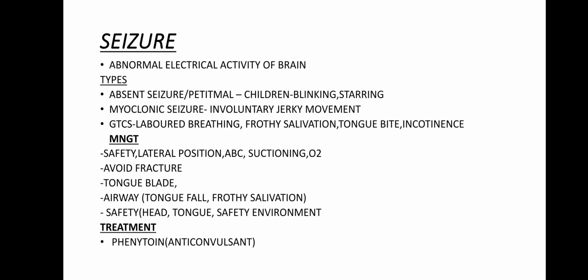Seizures: an abnormal activity in the patient's brain. This condition has multiple types. Absence or petit mal seizures are common in children, where the child will blink or stare at the same object for a long time. Myoclonic seizures: involuntary jerky movements. GTCS: labored breathing, frothy secretions, tongue bite, and incontinence of bowel and bladder are common. GTCS is generalized tonic-clonic seizures.